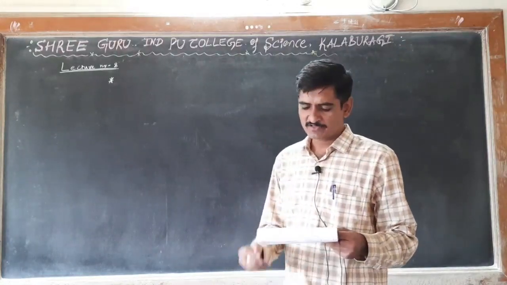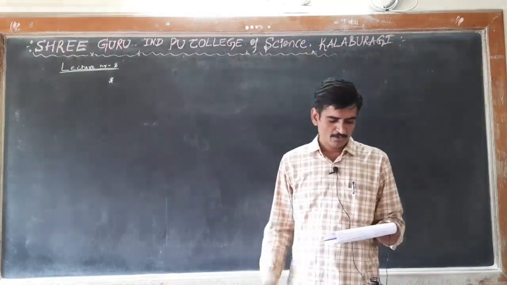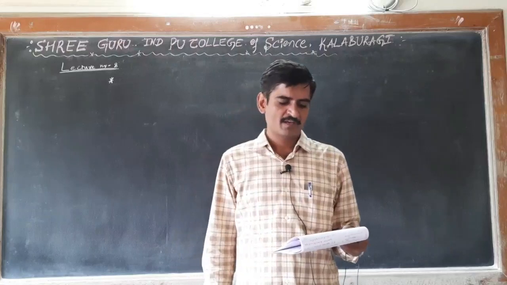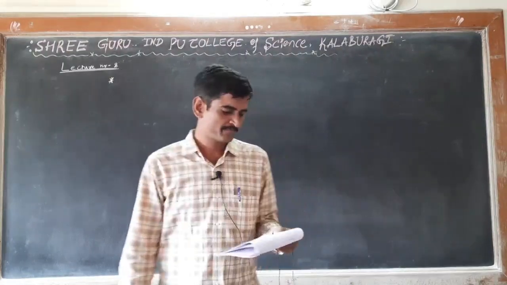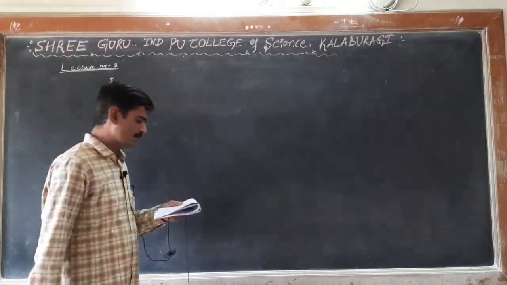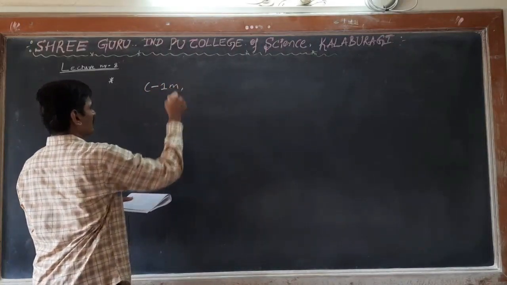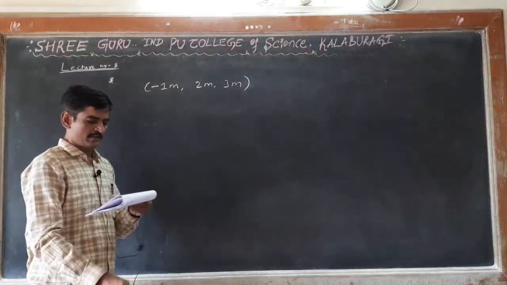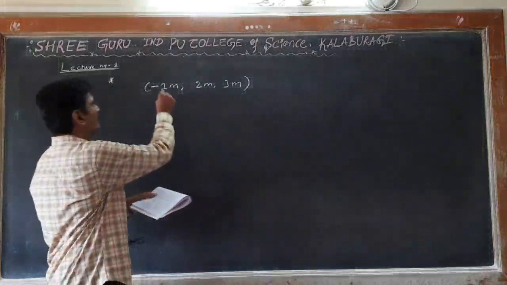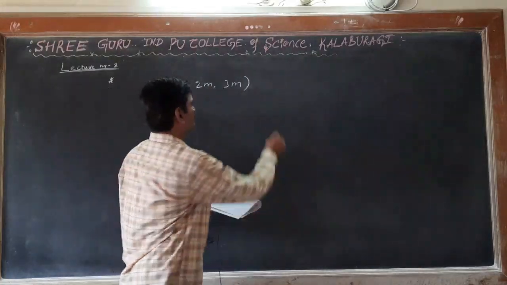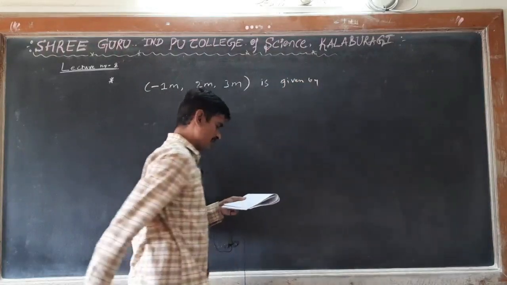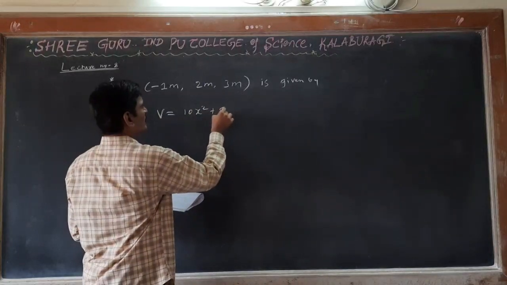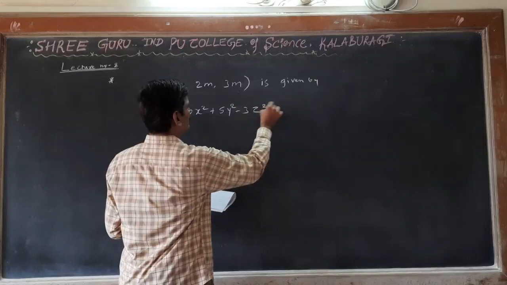Okay, write down. If the potential in the region of space around the point (-1 m, 2 m, 3 m), close the bracket, like this, write like this, is given by V equal to 10x² + 5y² − 3z².